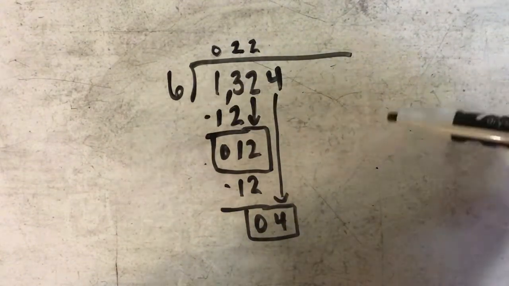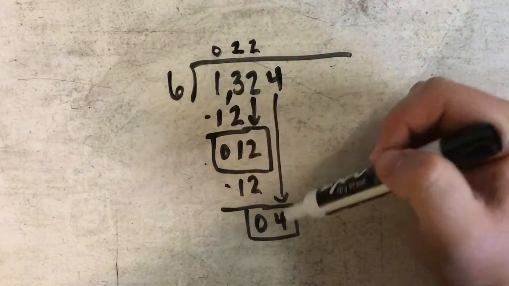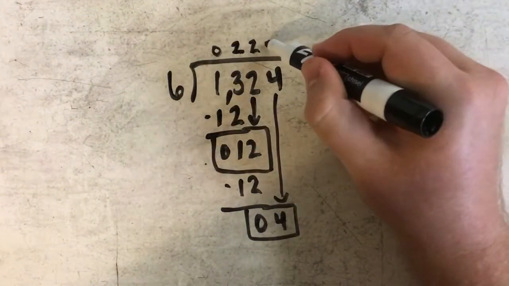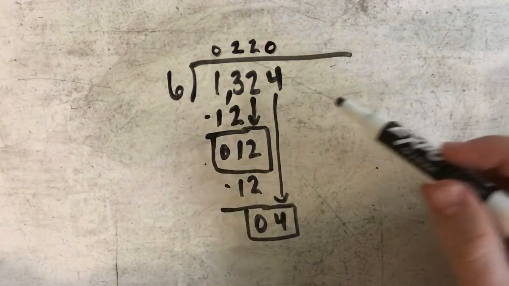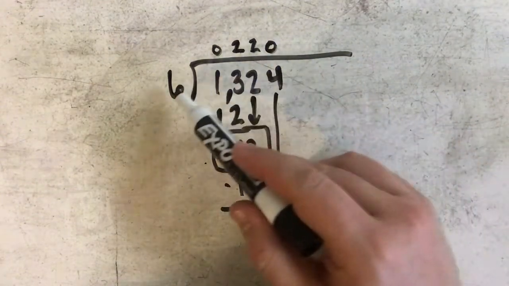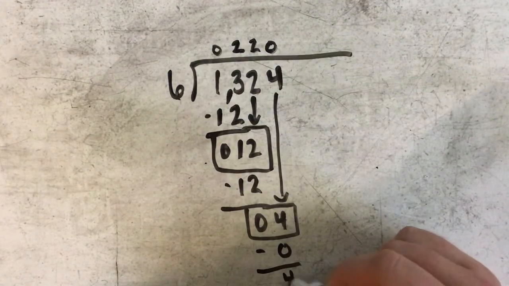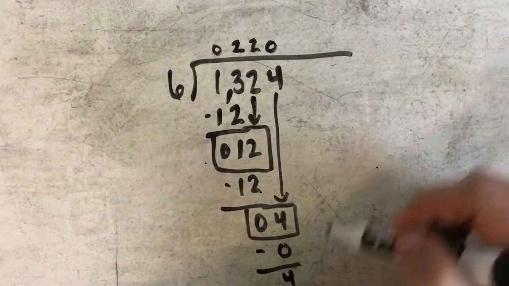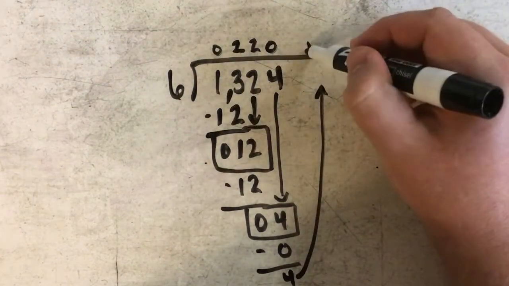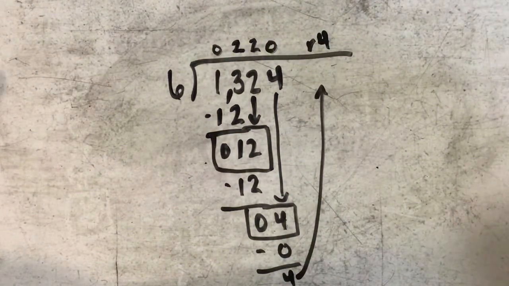So I don't just leave it off, and I don't just bring it up as my remainder. I have to say that 6 divides 4 0 times. I cannot make any groups of 6 with 4. And then I need to continue. 0 times 6 is 0. And 4 minus 0 is 4. So in this case, I would have a remainder of 4. But again, I need to make sure that that 0 is included in my answer. All right, let's look at one more example.